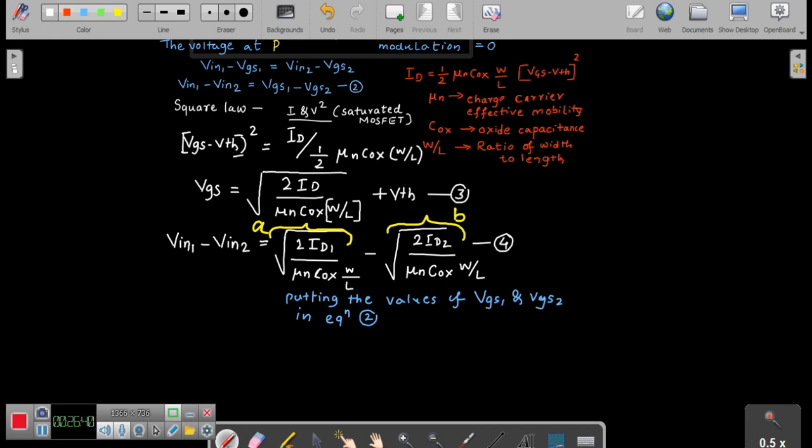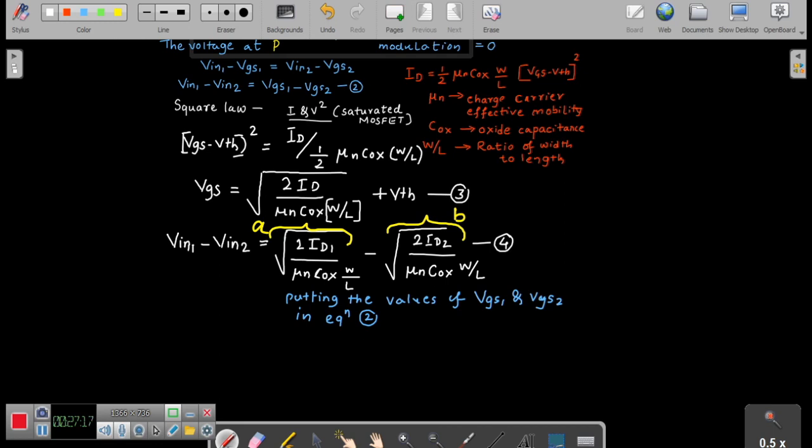So therefore I have to make some mathematical manipulation here. My equation number 4 consists of ID1 and ID2 parameters somewhere in the equation, but I have to get the differential current ID1 minus ID2. So therefore I have to now square the equation number 4, right? When I square the equation number 4, my square root gets vanished here. You get something in terms of ID1 and ID2, and taking ID1 plus ID2 equals to ISS.